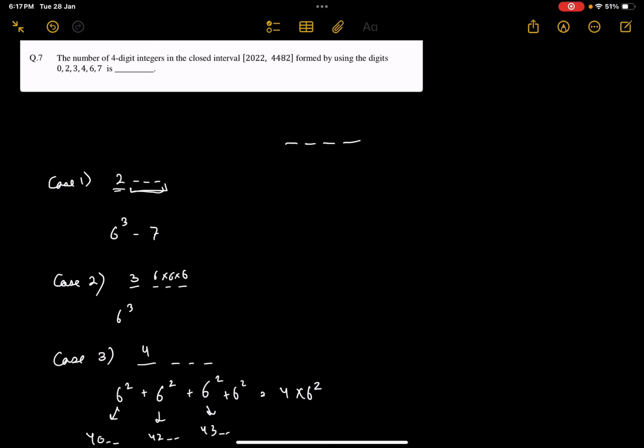So the answer is 209 plus 216 plus 569. This is also a straightforward question from permutations and combinations. We just have to divide these into cases and then count all those. There's no trick involved.